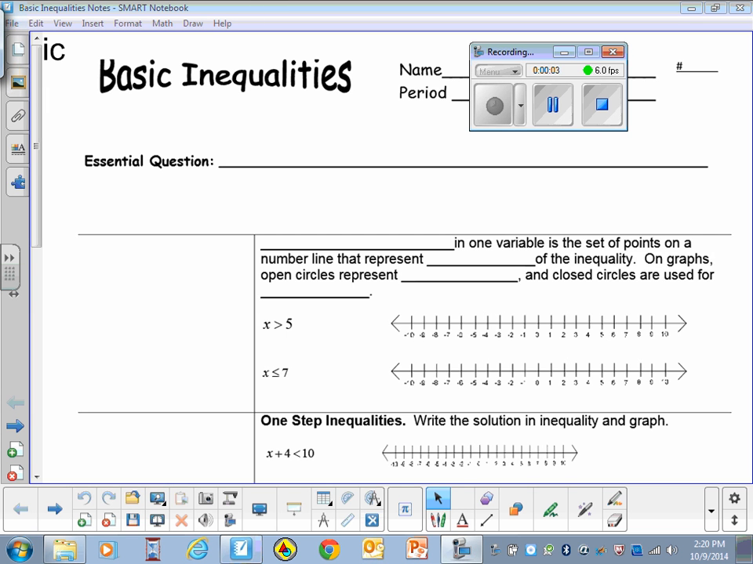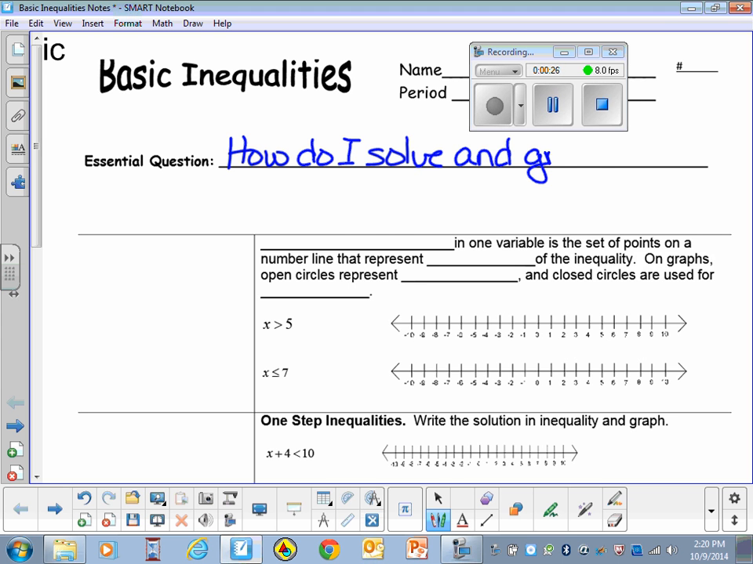Okay, today's lesson is on what I call basic inequalities. We're going to graph inequalities. We're going to write graphs based on number lines. We're going to solve 1- and 2-step inequalities and graph the solution. So how do I solve and graph basic inequalities?